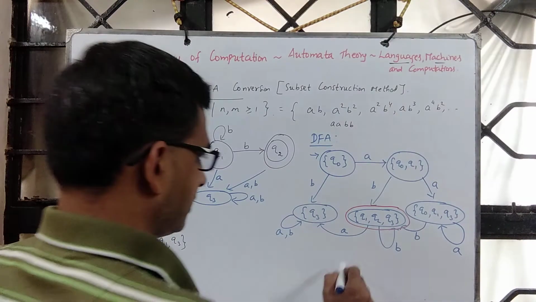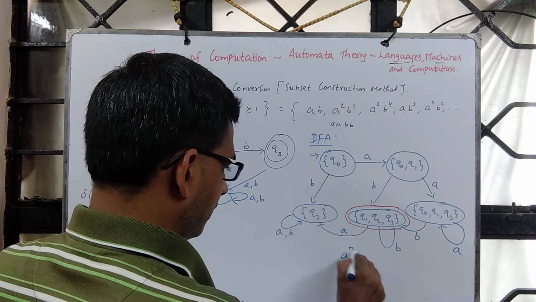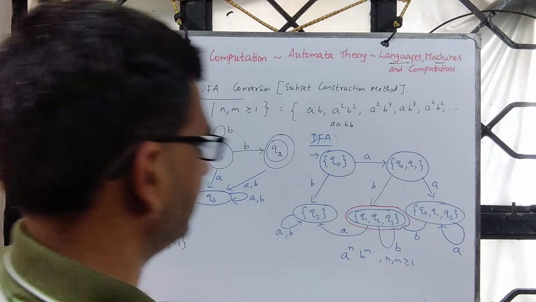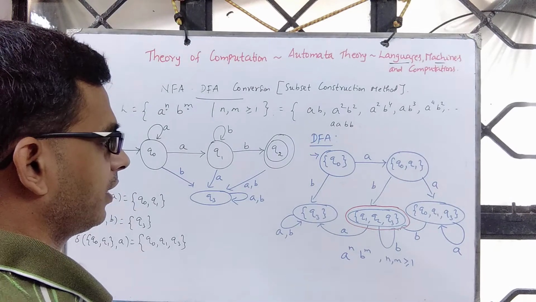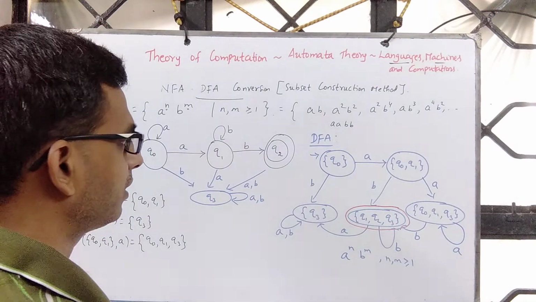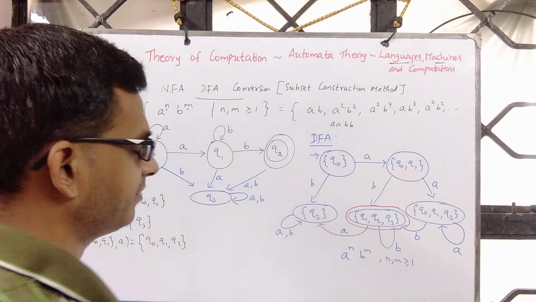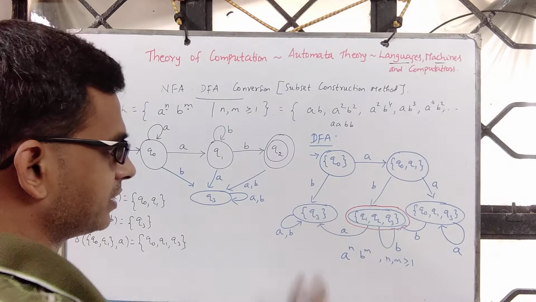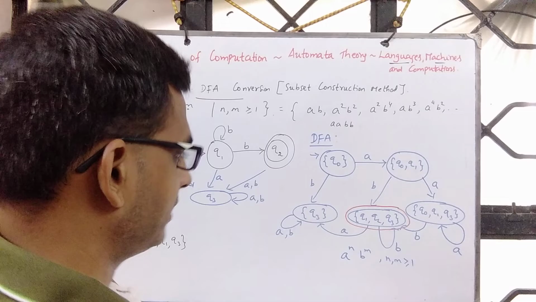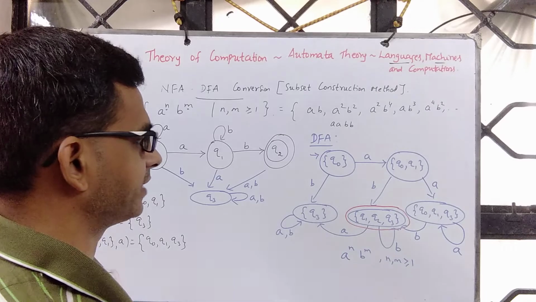Now it clearly accepts A power m, A power n, B power m, where n is at least 1 and m is at least 1. Fine. And with respect to each of them, we have clearly defined transitions. And now the question is, this has got 5 states, and is this a minimum DFA? That's one question. Answer is no. You can come up with a minimum DFA having just 4 states.